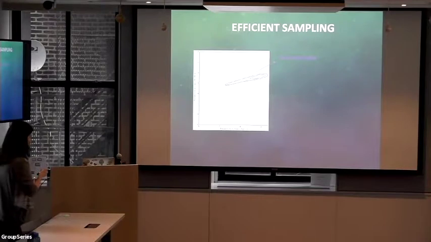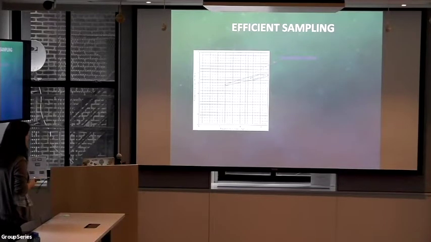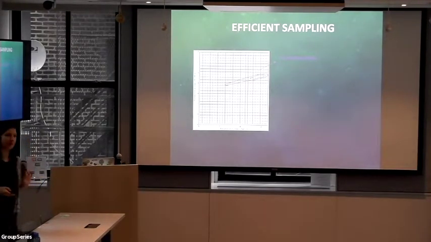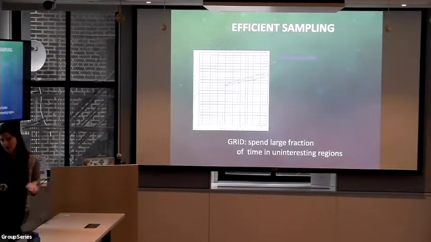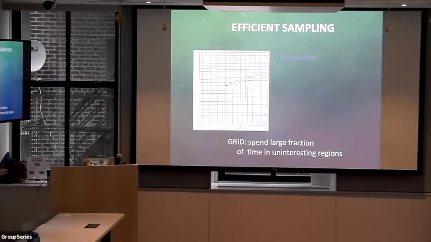So if you were to cover the space with a grid, right, and then compute the posteriors everywhere to get a sense, this would actually mean that you spend a lot of time working in non-interesting regions. And so it's a wasteful way of exploring. It's correct, but it's just not efficient.